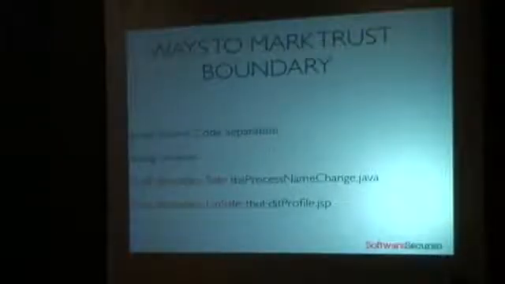So it looks good on paper, but I'm a developer and I get a patch. How do I know whether this is inside the trust boundary or outside the trust boundary? So these are suggested ways to make it easier for developers to get an idea of whether I need to look at this code closely or not.